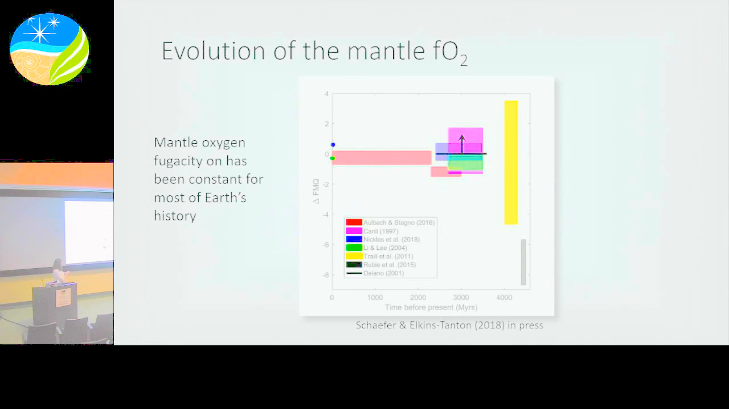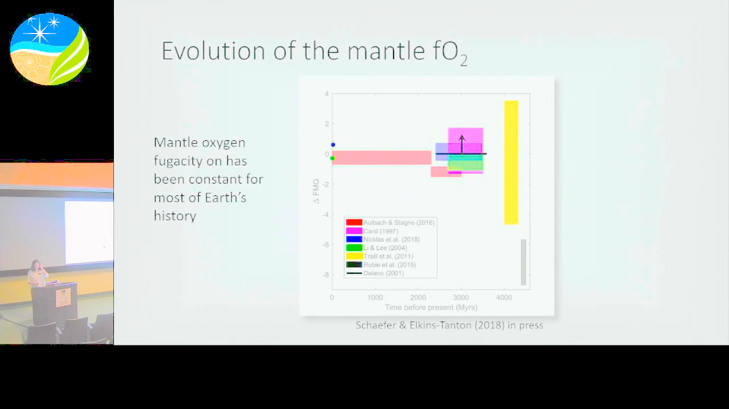From the present day, where most measurements put the oxidation state around the quartz-fayalite-magnetite buffer, we have samples of metamorphosed basalts or mantle xenoliths going back to about 3.5 billion years that suggest a relatively flat oxygen fugacity. There have been some recent measurements from Aulbach and Stagno, 2016, that have found a slight decrease in oxygen fugacity around the time of the Great Oxidation Event in the atmosphere. But it's still within about 2 log units of quartz-fayalite-magnetite.